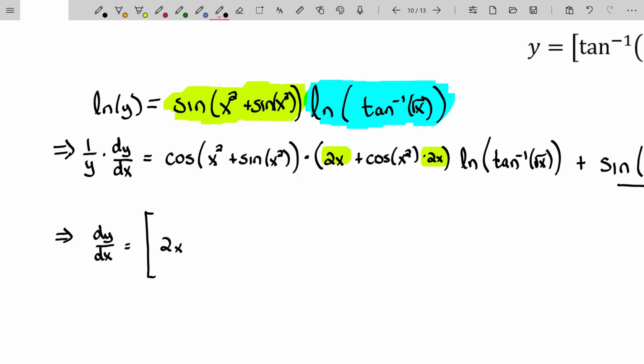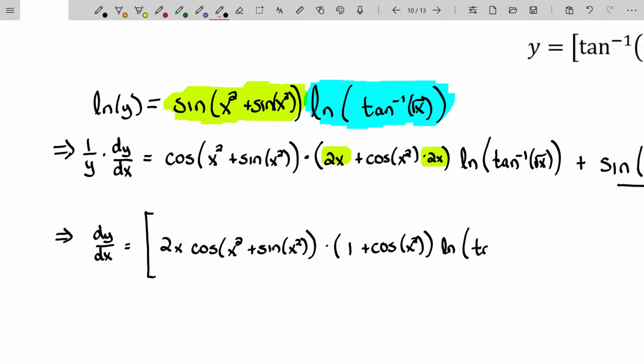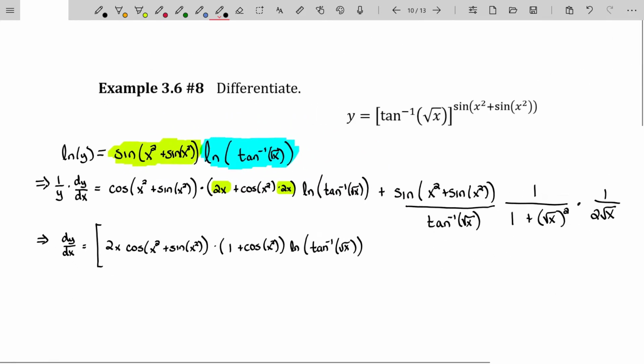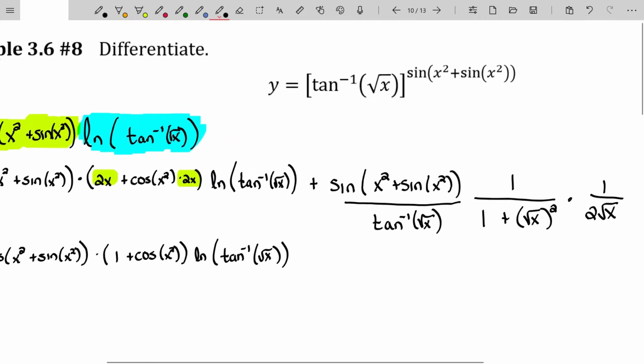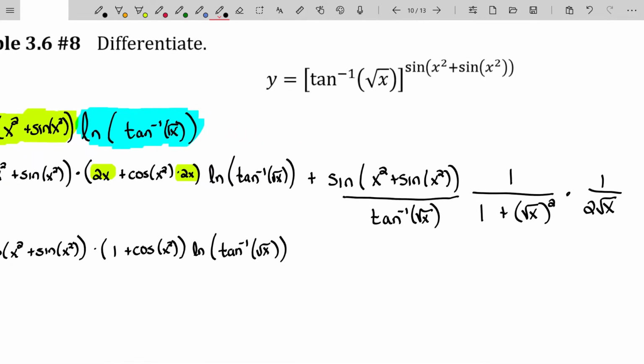Factor out a 2x and we're left with a cosine of x squared plus sine of x squared. And then that is multiplying. We factored off a 2x, so that's 1 plus cosine of x squared times the natural log of the tan inverse of the square root of x. It's a bit of a mess, isn't it? And what else do we have? I'm just seeing if anything cleans up here.